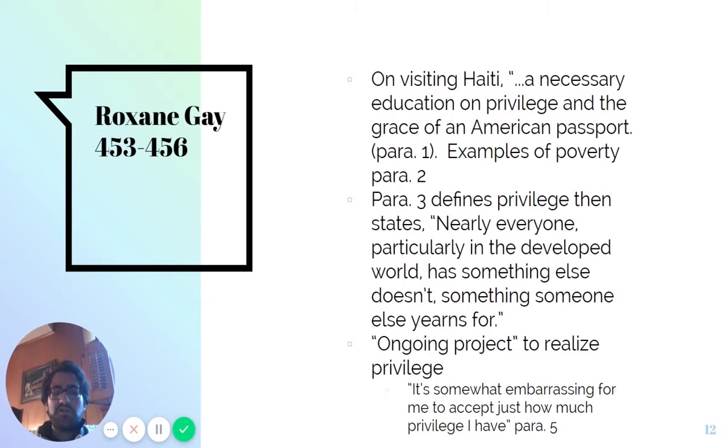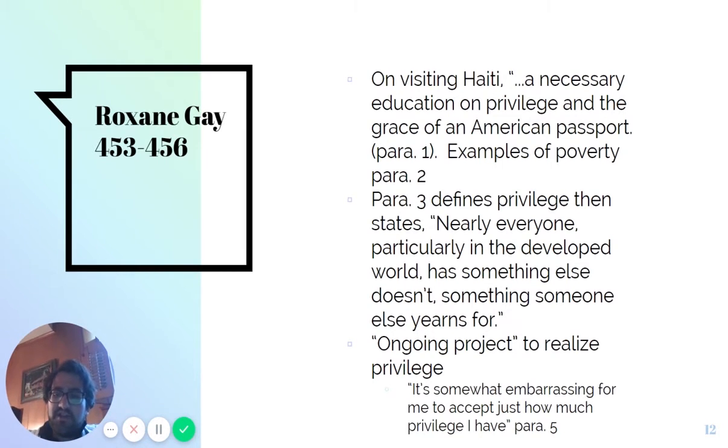So she talks early in the essay about realizing she had privilege on a visit to Haiti. She says, quote, "a necessary education on privilege and the grace of an American passport." She goes on in paragraph 2 to list a whole bunch of examples of the poverty she sees in Haiti and how different that is to her life here in America. Just the privilege of being an American makes your worldview entirely different than what she was seeing in Haiti.